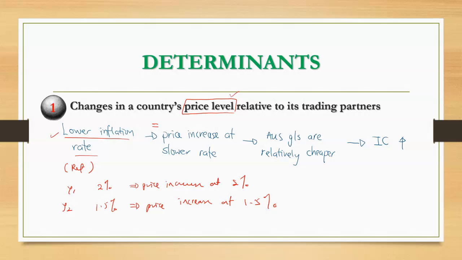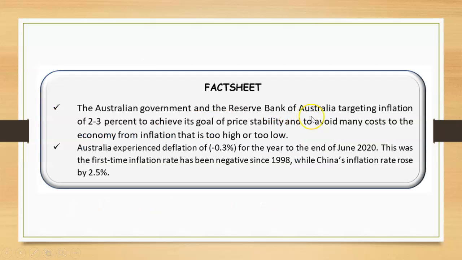In that case, ultimately, in the long term, you would realize Australian goods and services would be cheaper. Australian exports particularly would be cheaper in the long term. If your product can be cheaper, then of course your international competitiveness, IC here means international competitiveness, level would increase. All right. Now, let me show you one example of this determinant.